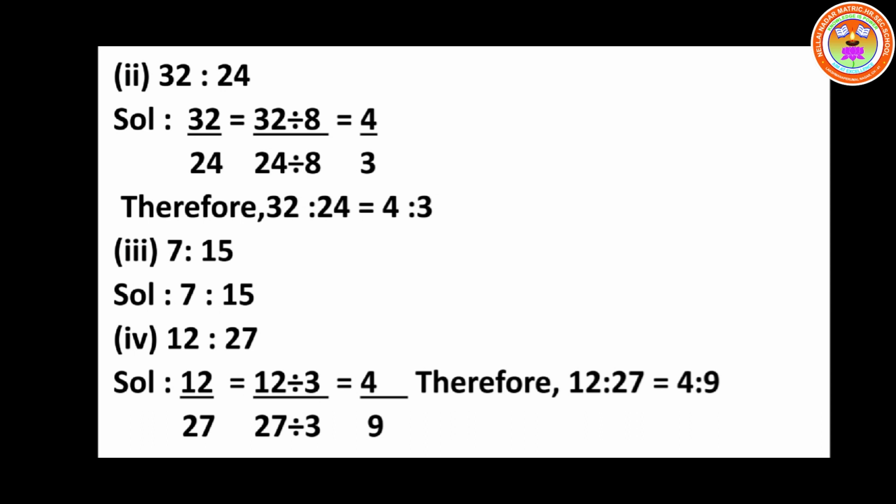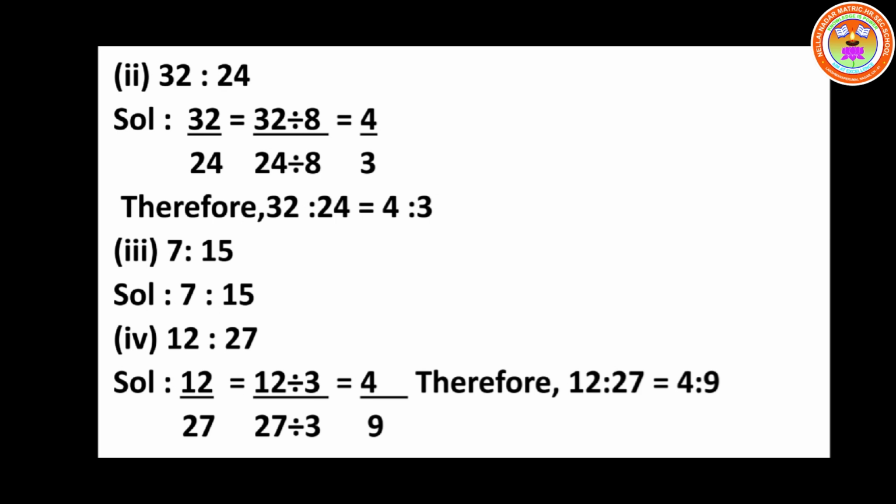Now subdivision 3: 7 is to 15. Can you simplify this, children? 7 comes only in the 1 table. 7 ones are 7. 15 comes under the 1 table as well as the 5 table, 5 threes are 15, but you cannot simplify the numerator. So you have to write the solution as it is: 7 is to 15. We cannot simplify this.